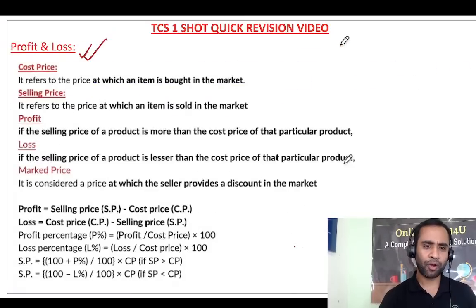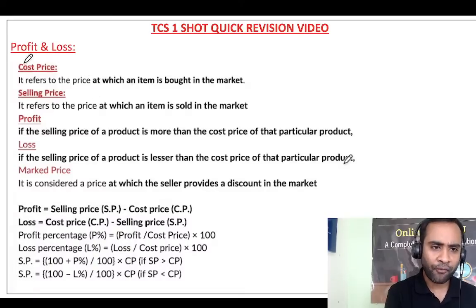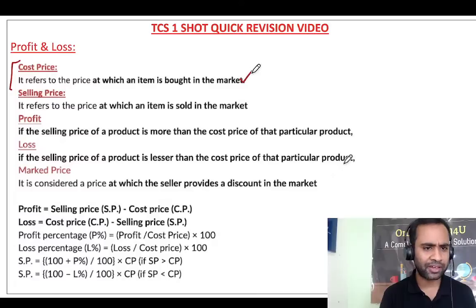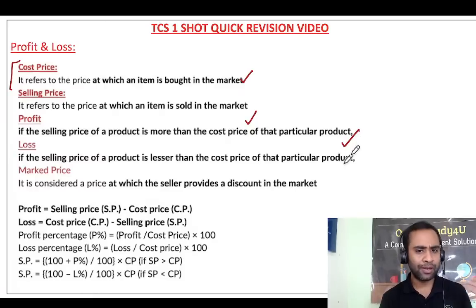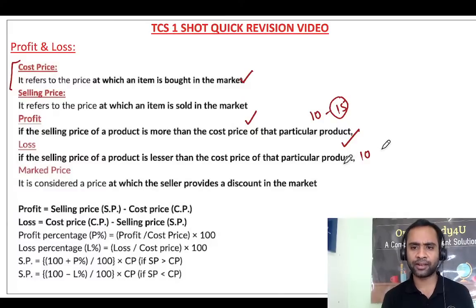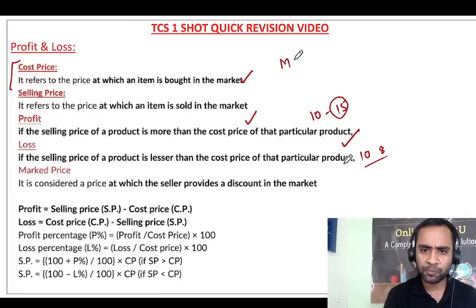Now, profit and loss. In profit and loss, we have cost price. Cost price is the price at which you buy an item, selling price is the price at which you sell an item. Profit is when your selling price is more than your cost price. You bought for 10 rupees, sold it for 15, profit. Loss: you bought for 10, selling for 8, loss.